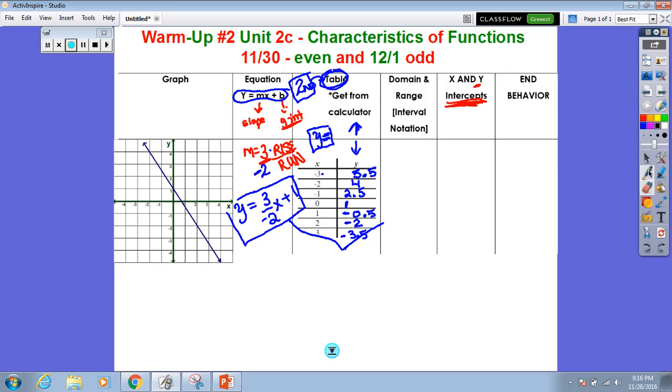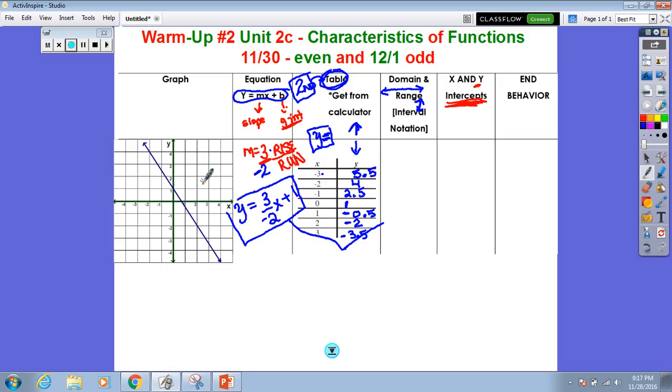Alright, so now we get to all the characteristics of the function. So we're going to describe the function, just like I could describe my personality or my characteristics. So the domain and range tell me how far to the left and right does the graph go, and how far up and down does the graph go. Okay? Domain is side to side, range is up and down.